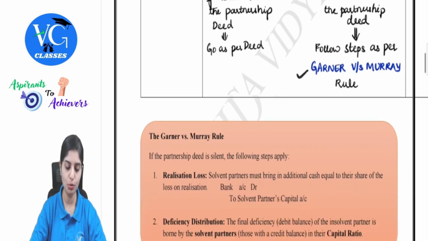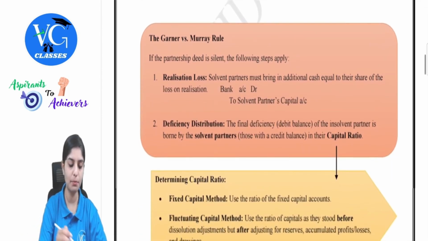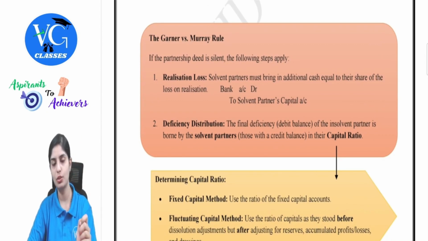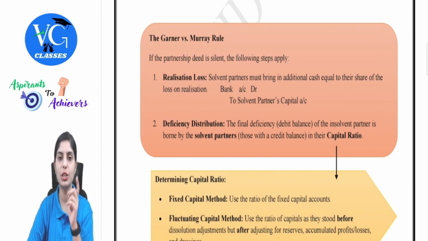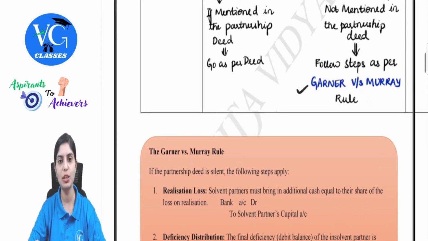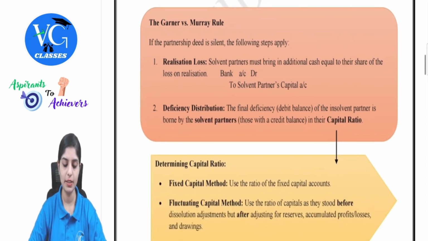So what does this rule prescribe? If you observe the importance of this rule, if they are going to definitely test on insolvency, you will see the majority of the questions framed on the Garner versus Murray rule. Because if it is given in the partnership deed, then there would be no point for us to consider this aspect. Yes, the Garner versus Murray rule.